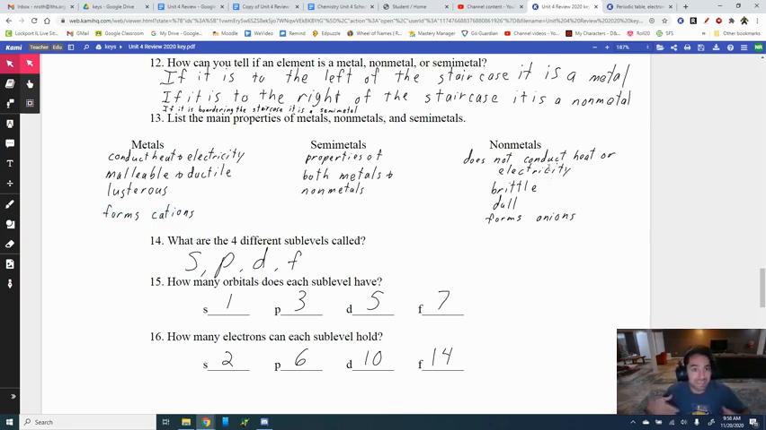Nonmetals are basically the exact opposite of everything I just said. They do not conduct heat or electricity. They are brittle. They are not lustrous, so dull, and they form anions. Semimetals have some properties of metals, some properties of nonmetals. It depends on the semimetal, but that's pretty much how it works with semimetals.